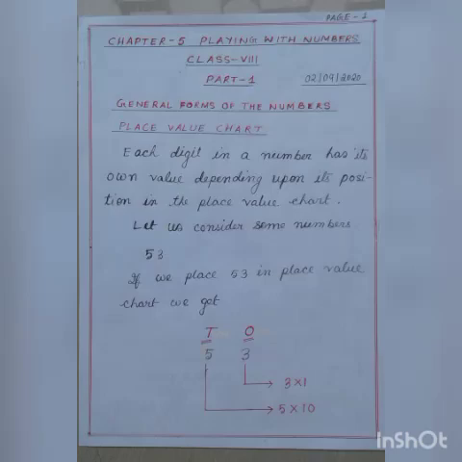This is part 1 of chapter 5, Playing with Numbers. Today we shall begin with general forms of numbers. This is the first topic of the chapter. For that, we have to have the idea of the place value chart. Each digit in a number has its own value depending upon its position in the place value chart.